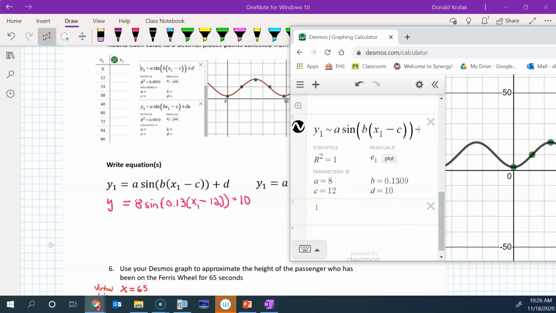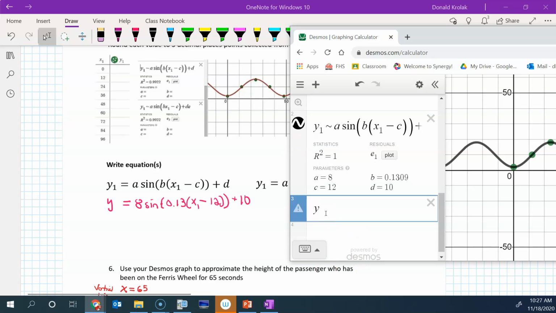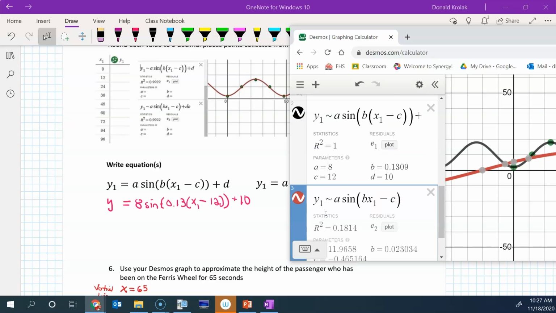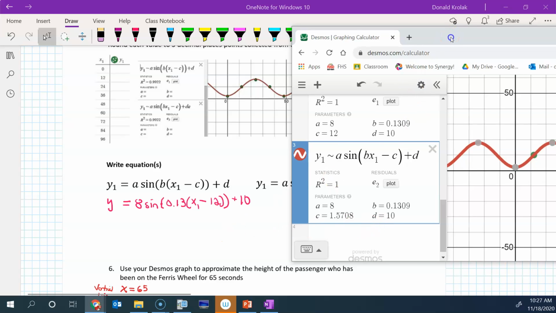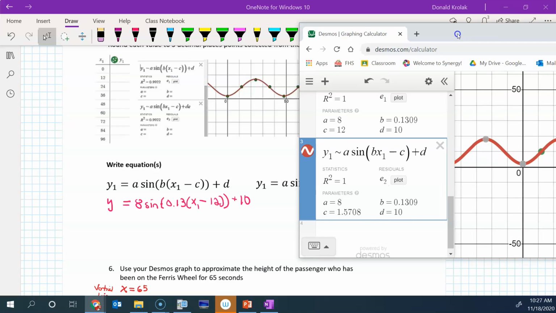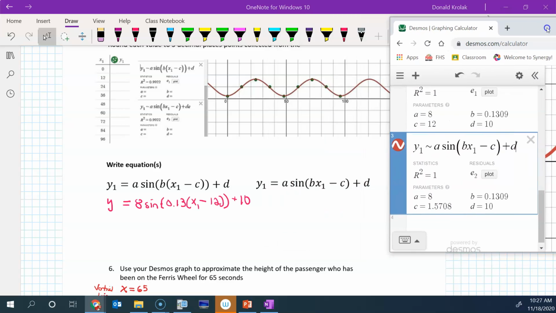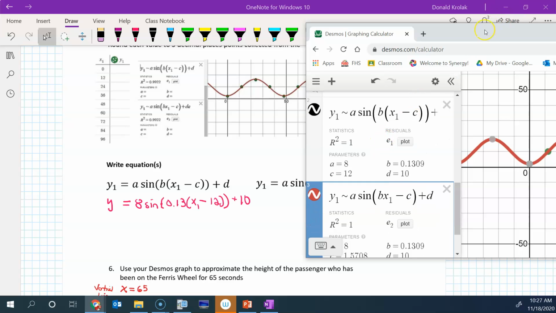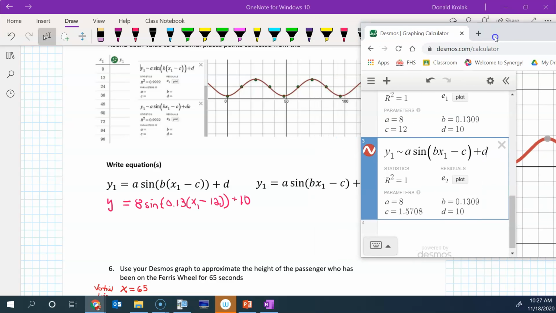Okay, now to get the other one, I could just type that one in. So y1 squiggle, and then I'm going to use those values to get, notice everything's the same except for the C. It's just a different format. Then I'd copy that one down.